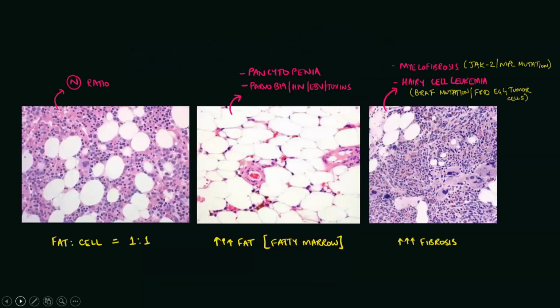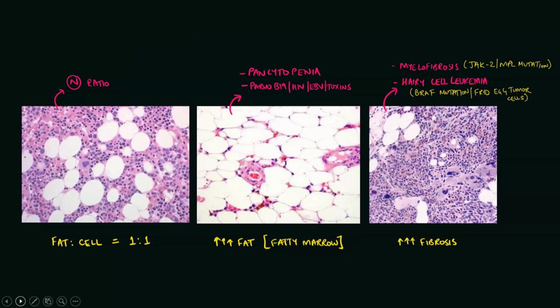Okay, so guys, over here you can see this is the bone marrow smear. Over here you can simply differentiate the fat to cell ratio. In the first slide, you can see it is equal. The fats and the cells are all equal. And in the second one, you can see the fat cells have increased relative to the number of the cells. So it is also known as fatty marrow. And where can you see it? You can see it in pancytopenia, parvovirus B19, HIV, and toxins.